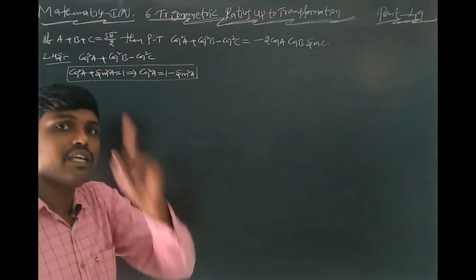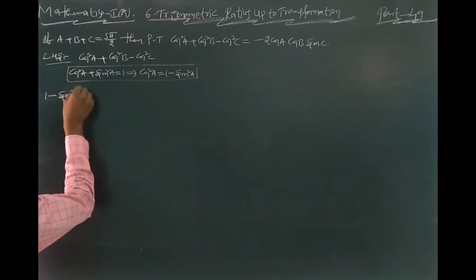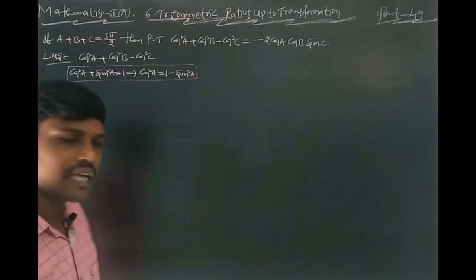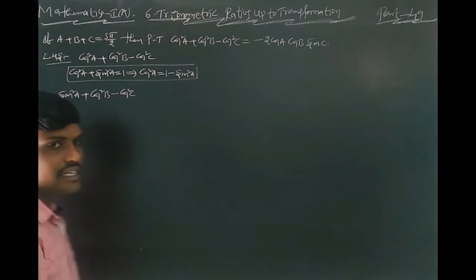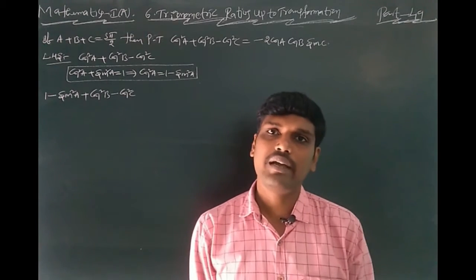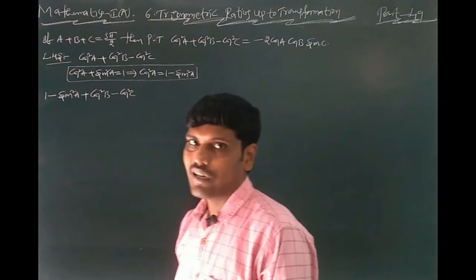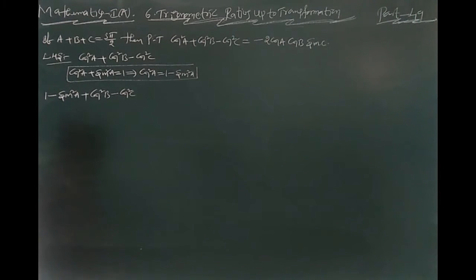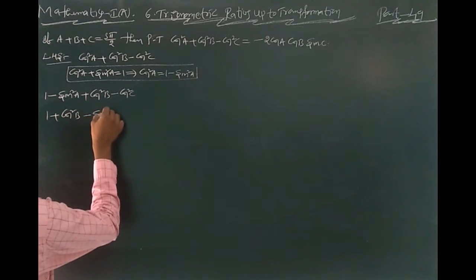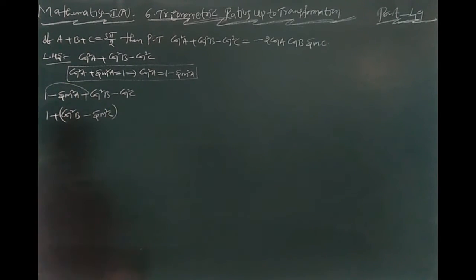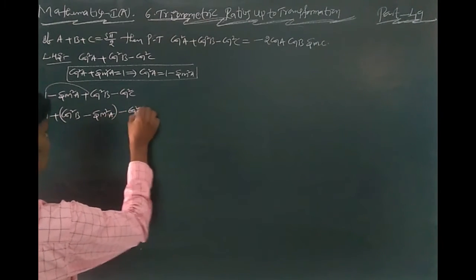In this first identity, you can write cos square A value is 1 minus sin square A. Cos square A value is what? 1 minus sin square A plus cos square B minus cos square C. After that, you can write this term: 1 plus cos square B minus sin square A minus cos square C.